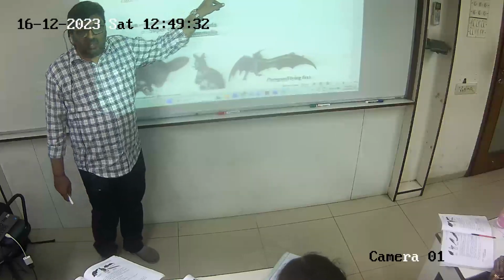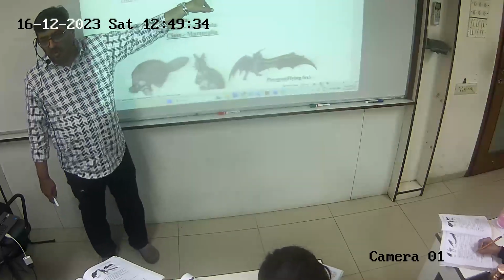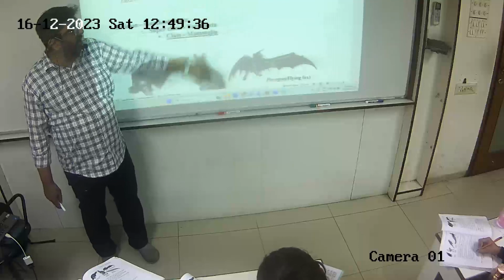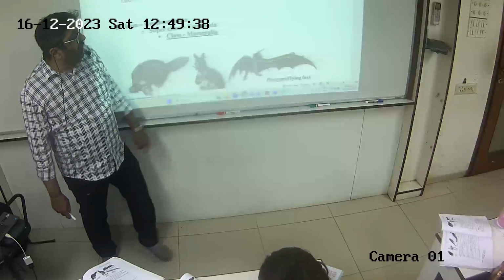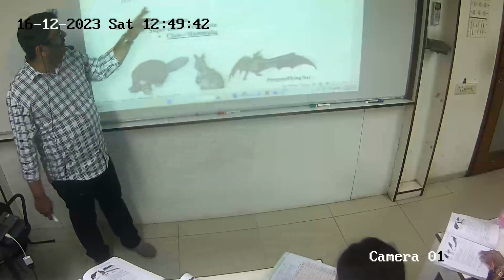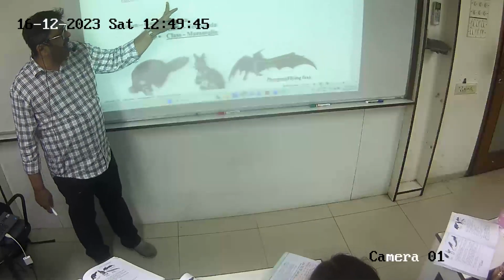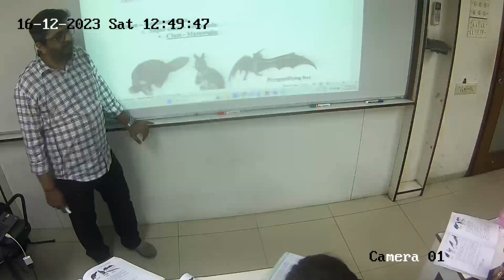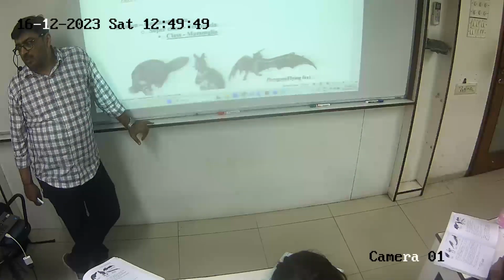It's Columba livia, L-I-V-I-A. Right? Parrot. The ostrich, the peacock, the penguin is called Aptenodytes and the vulture is Neophron. Yes, please.